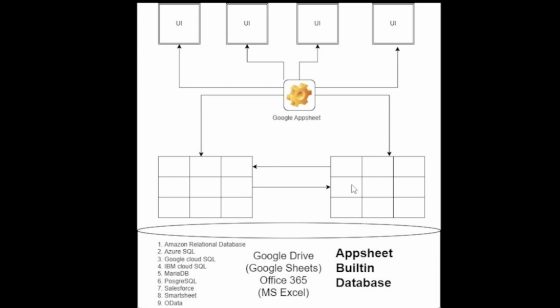First, we will create data tables in Google Sheets, in Google Drive, and then we will add those data tables to Google AppSheet. Google AppSheet will then create different user interfaces on top of it and create different actions. In this way we will go forward and learn AppSheet systematically, object by object.